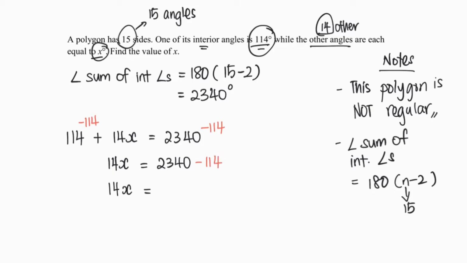So 14x will be equal to 2226, and divide by 14 on both sides, and this will give me 159. Since they talk about the value of x, this will be the final answer.